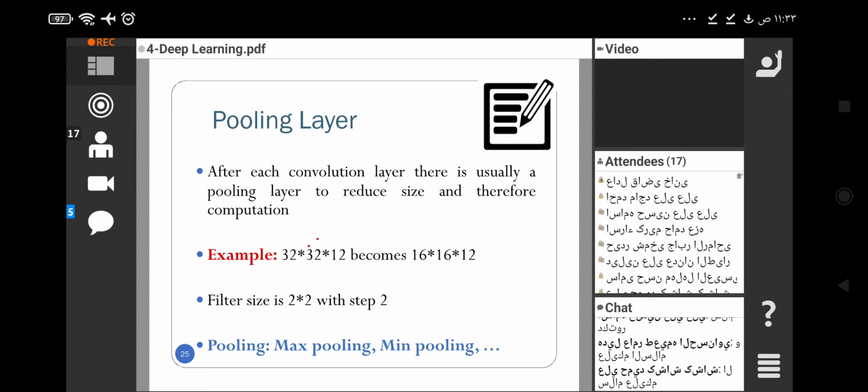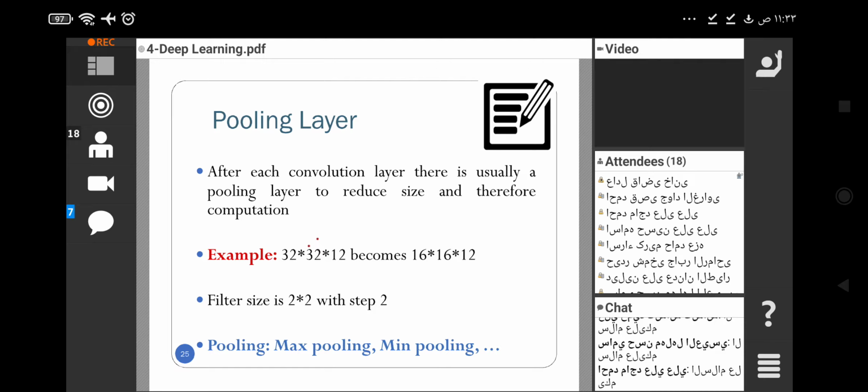The feature extraction is used to extract some features from the data, and then we have the classification. In the feature extraction, we had the convolution layer and the pooling layer, and in the classification, we had some normal layers in the neural network.